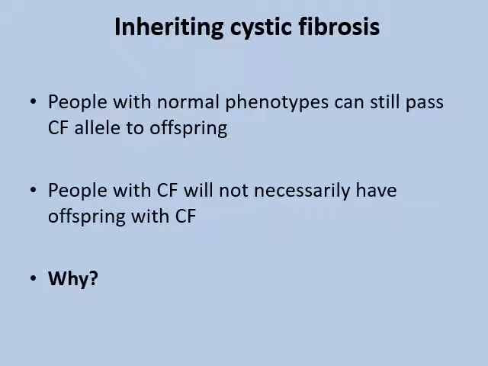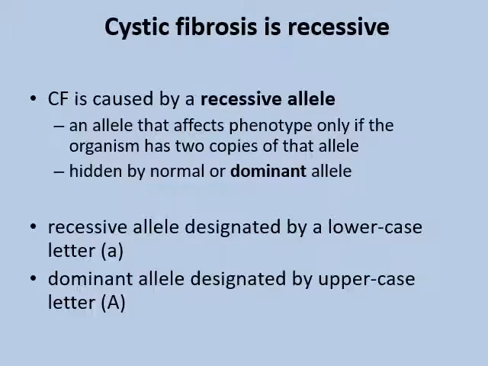Okay. So, how did the girl in your chapter inherit cystic fibrosis? Both of her parents were normal. They had normal phenotypes. So, how did they pass it on to their offspring? And the answer is that people with cystic fibrosis don't necessarily have offspring with cystic fibrosis either. So, why does this happen? The reason is because it's caused by a recessive allele.